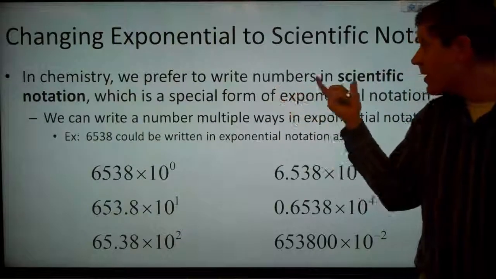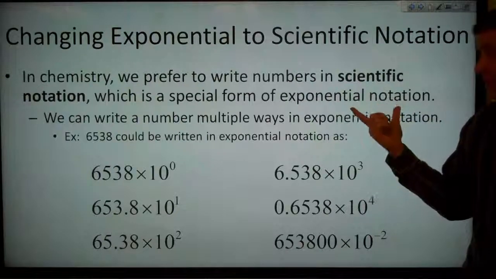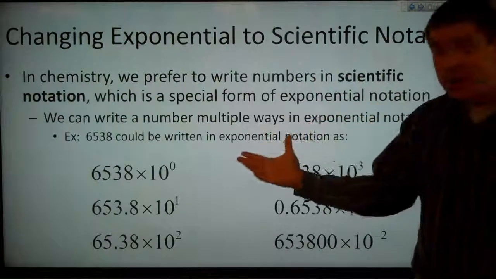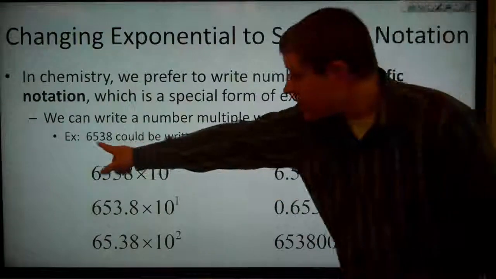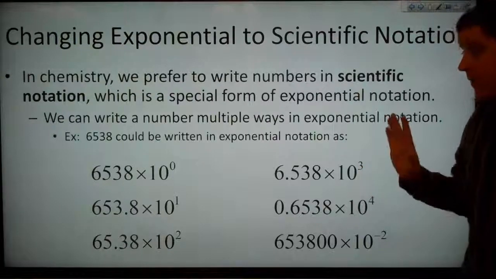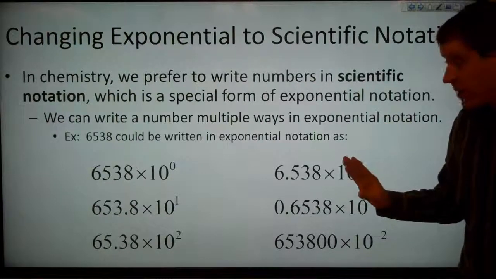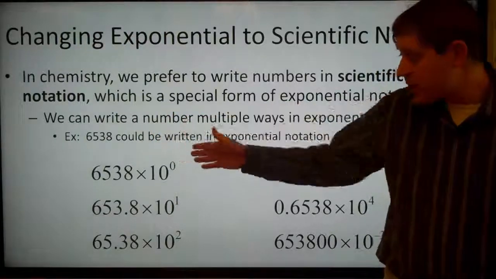In chemistry, we prefer to write numbers in scientific notation, which is a special form of exponential notation. So in exponential notation, we can write a number in multiple ways. So if we have a number like 6,538, we can write that in any of these ways, and they're all valid in exponential notation. We could write it as 6538 times 10 to the 0.